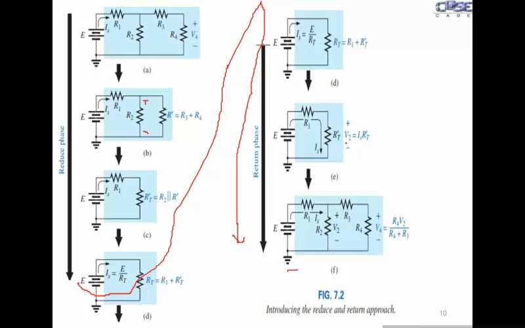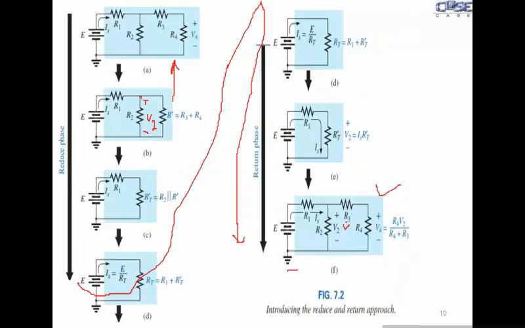After finding voltage V2, we use this circuit to represent this value of V2 here, which is indicated in the circuit. Then, by knowing the potential at this point, we move back. This is the return phase, so we move back and show the circuit in this form.